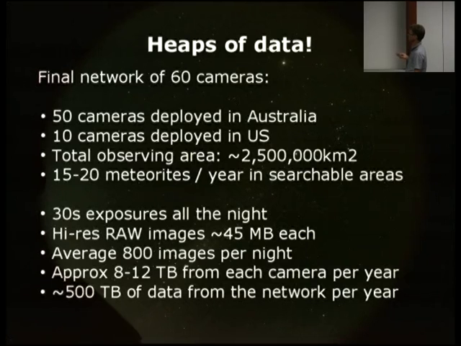The network of 60 cameras will eventually cover probably a third of the Australian continent, and we expect that we should be able to have about 15 searchable meteorites a year, so we will be able to choose the nice ones or the larger ones where there is a better probability to actually find them.